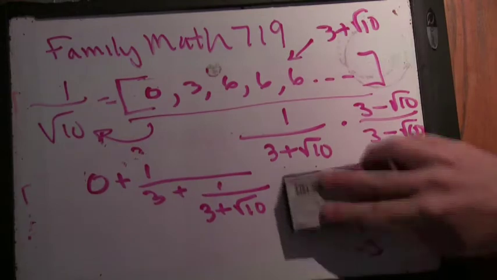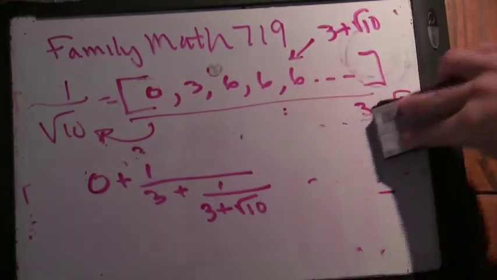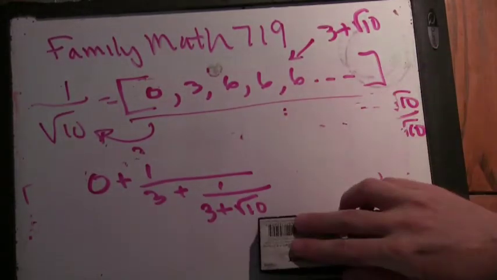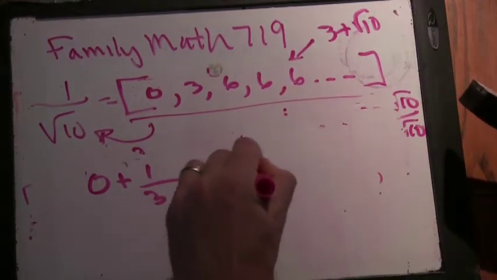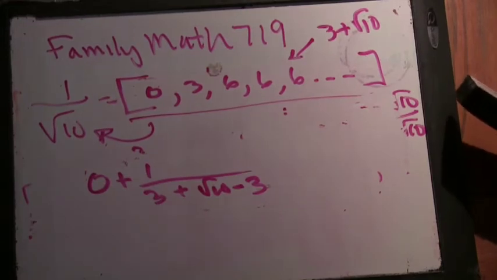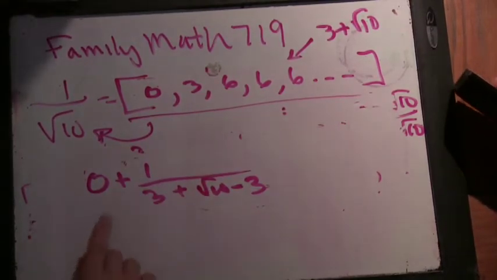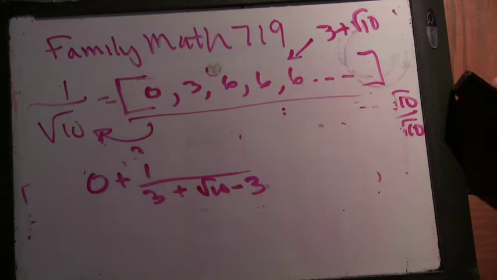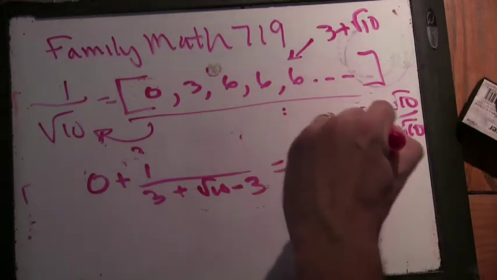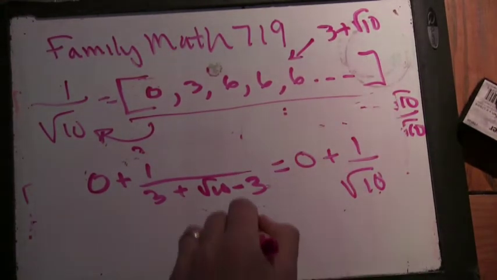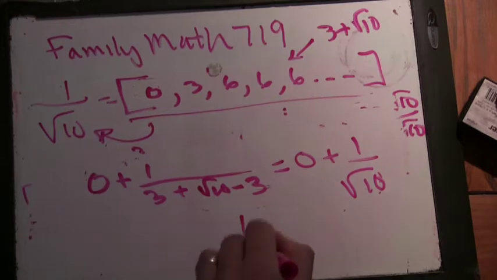Okay. So with all this calculating we've done, this just becomes root 10 minus 3. How does the bottom simplify now? What is on the bottom? 3 plus root 10 minus 3. Okay, so it just simplifies to root 10. Right, so the bottom is actually just root 10. So now I have 0 plus 1 over root 10, which is just 1 over root 10. That's what we want here.